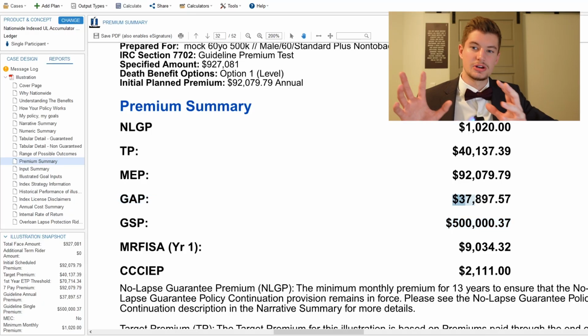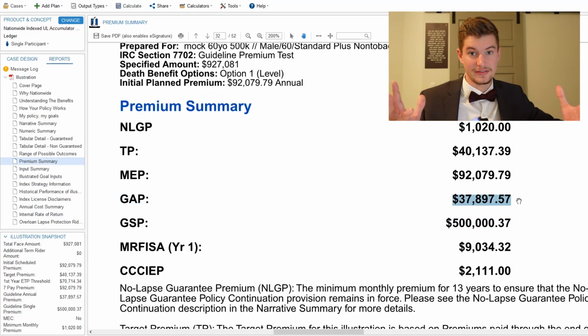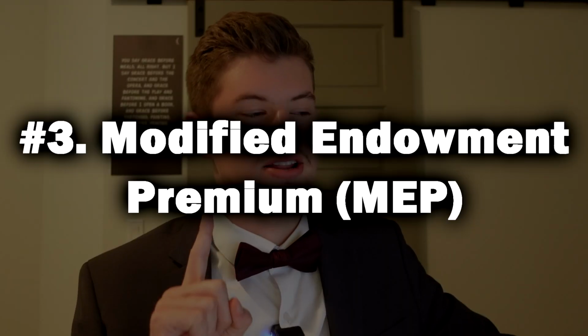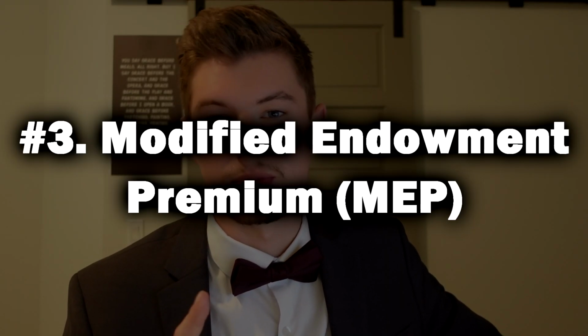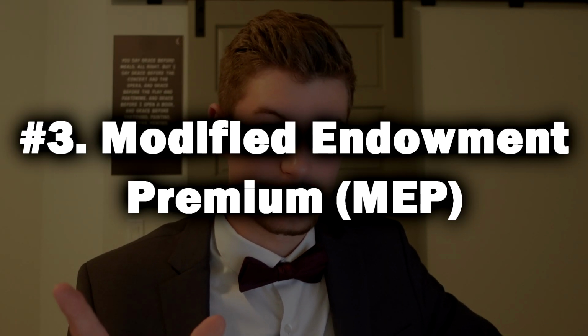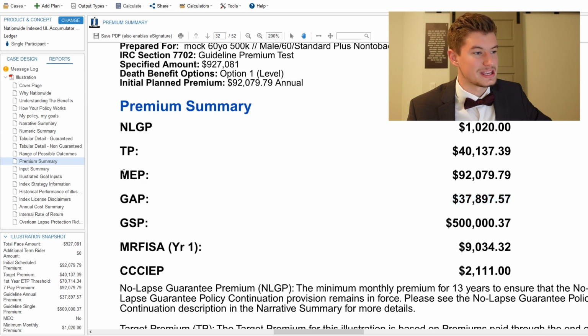But in most cases where you're just moving money over, for example, the $500,000, you want to make sure it's equal to the Guideline Single Premium. If you're doing that, there's another thing that is the MEC premium, the Modified Endowment Premium, the 7-Pay Premium, the TAMRA Premium. It has a bunch of different names for different companies, but that's what this one is, the MEP.